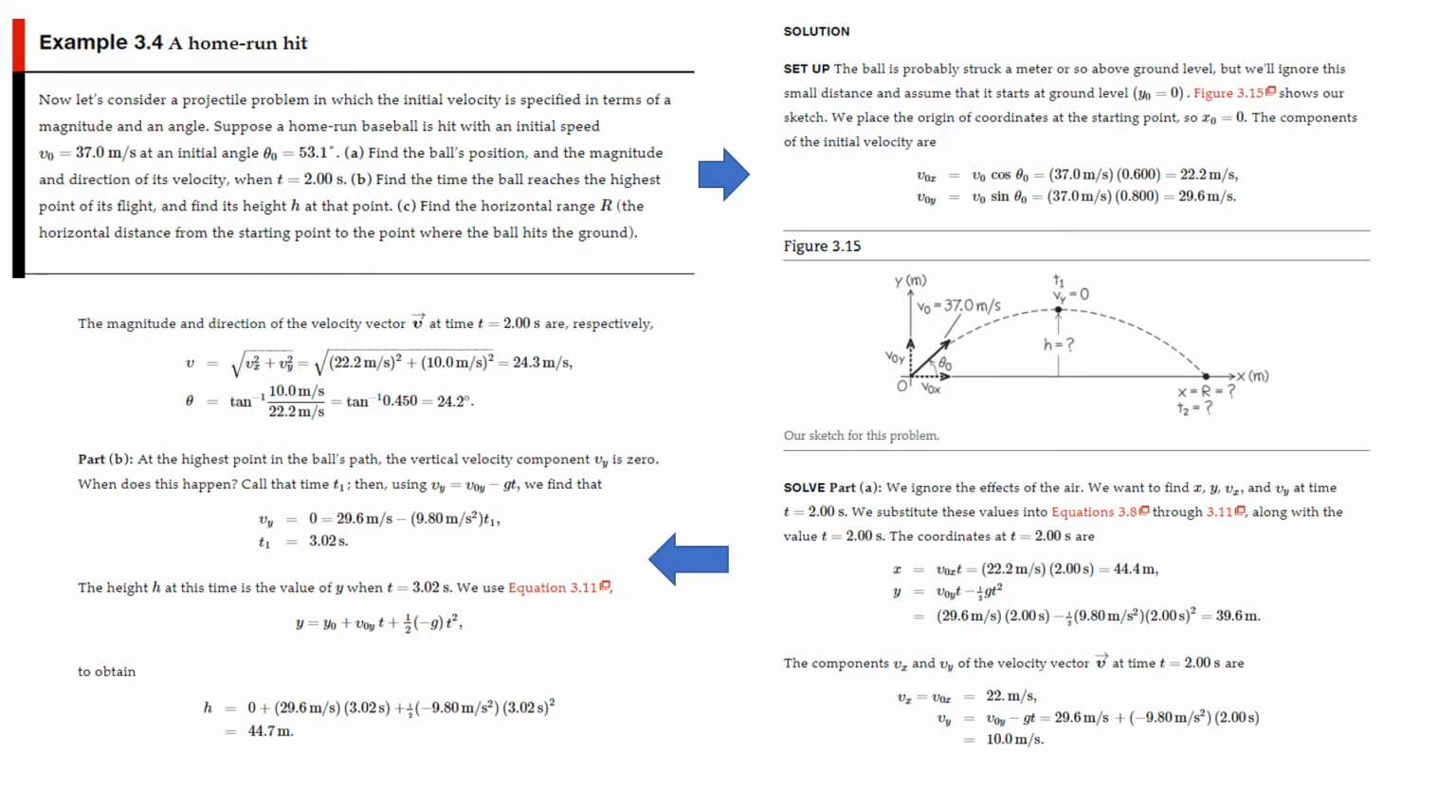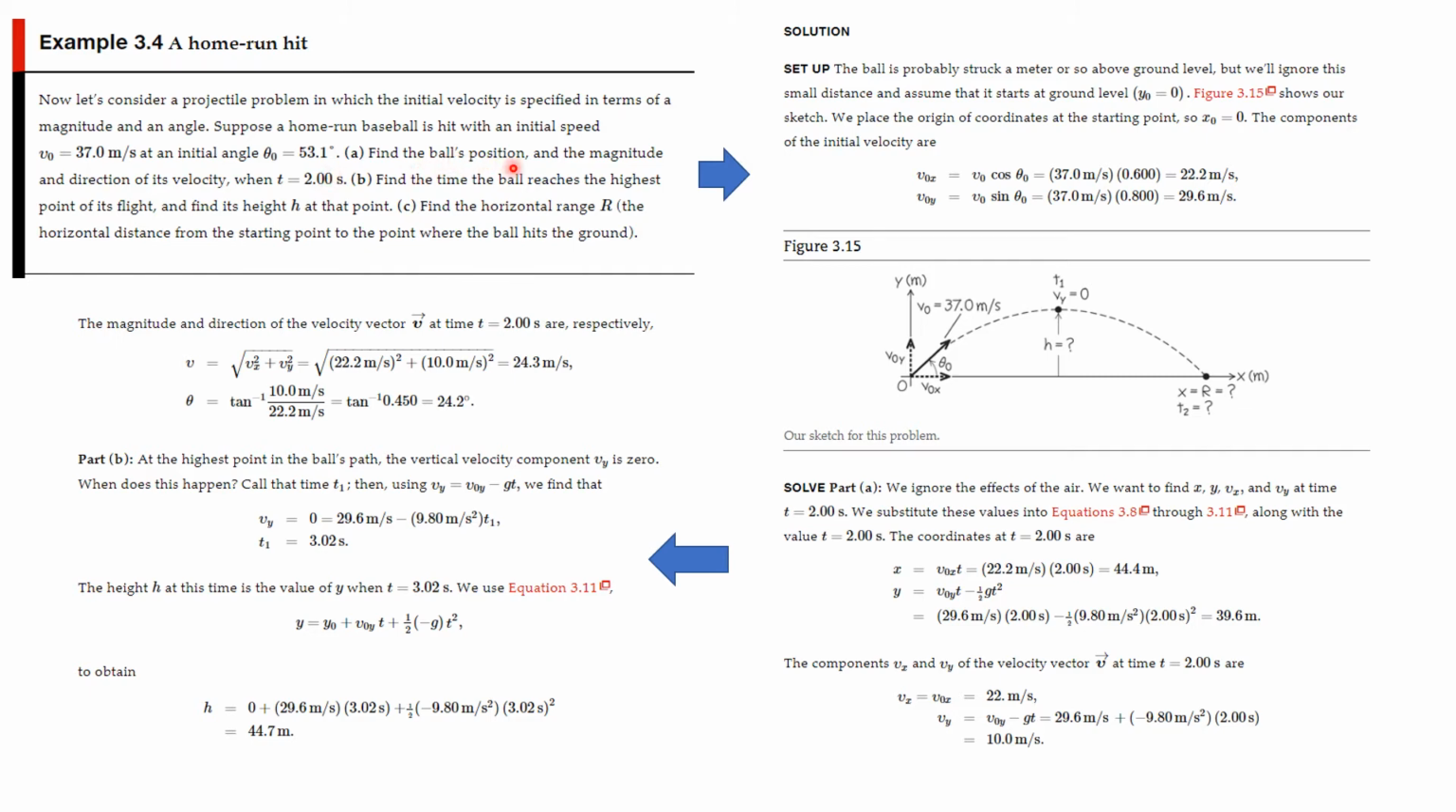An example is worth 1,000 words, so let's look at this example. This is called a home run hit. Let's consider a projectile problem in which the initial velocity is specified in terms of a magnitude and an angle. The initial velocity is going to be 37 meters per second at an angle of 53.1 degrees.